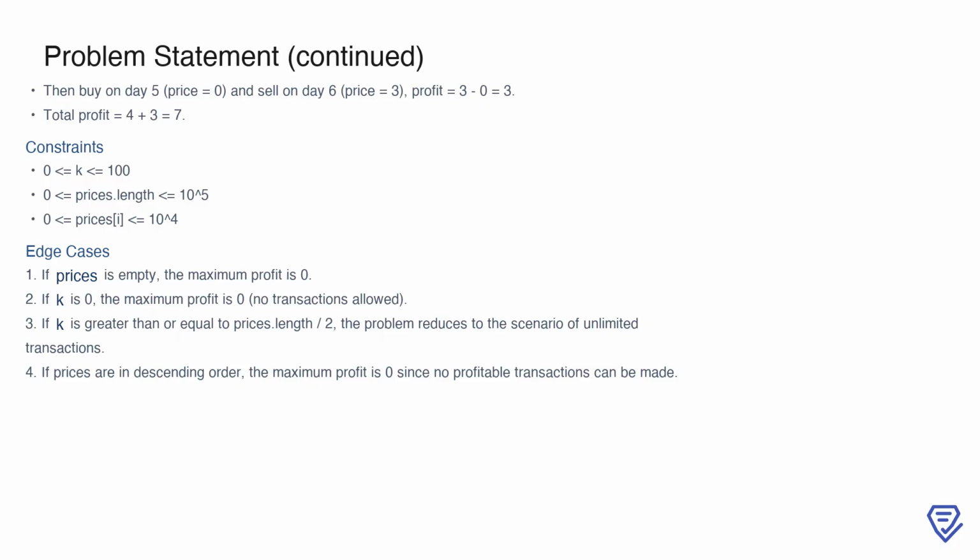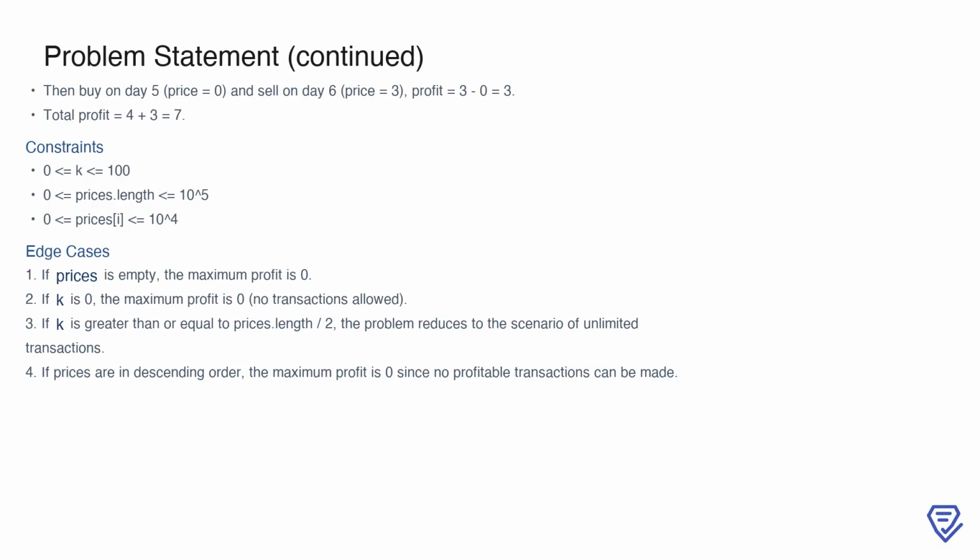Now, consider the constraints: k can range from 0 to 100, the prices array can have up to 100,000 elements, and stock prices can go up to 10,000. Some edge cases to keep in mind include when the prices array is empty or when k is 0, as in both cases the profit would be 0.